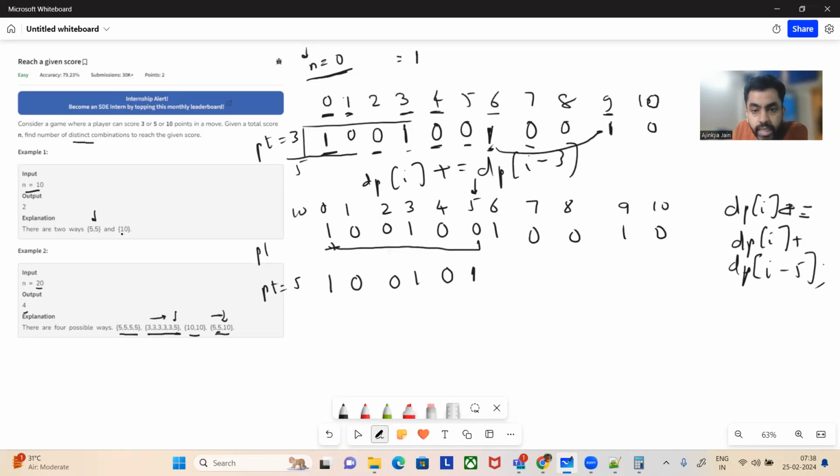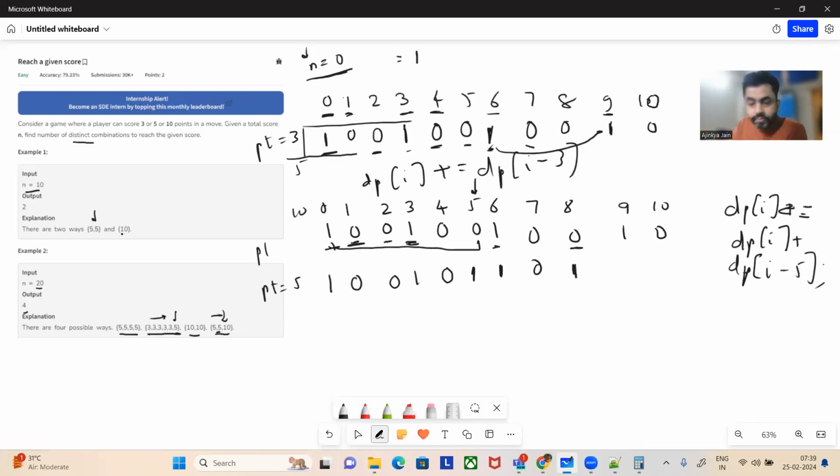Similarly, dp of 6 minus 5, it is going to give 1. So dp of 6 plus dp of 1. So 1 plus 0, it is going to give us 1, right? It is going to give us 1. 7 minus 5, 2. It is 0, it is going to be 0 here. 8 minus 5, 3, right? So 0 plus 1, it is going to give us 1, right?